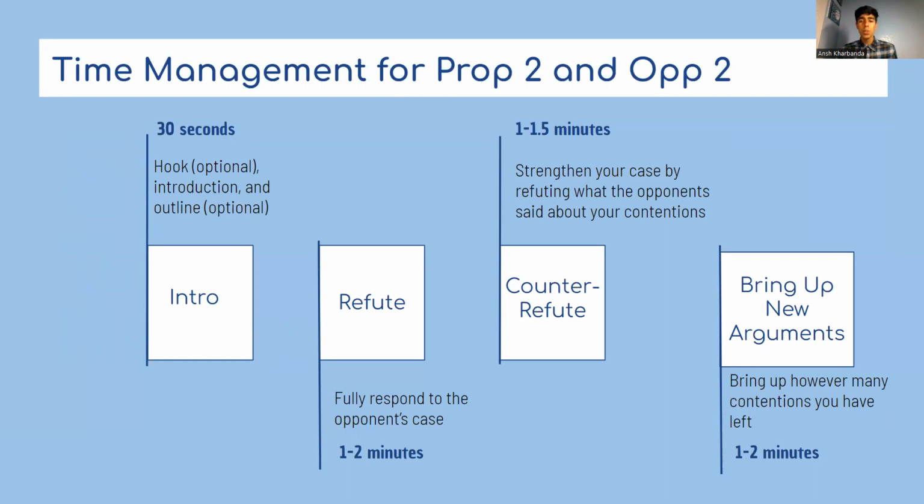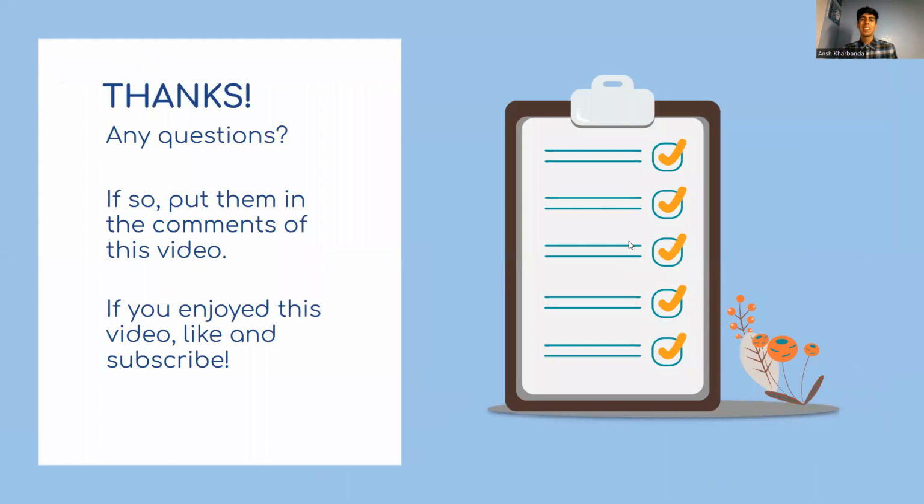Lastly, you want to bring up new arguments, and spend 1 to 2 minutes on this. The number of contentions you bring up depends on how much time you have left, but ideally you want to fill up the remaining time with contentions. And that's it. That was the easy part. Now you know how to give the second speech.